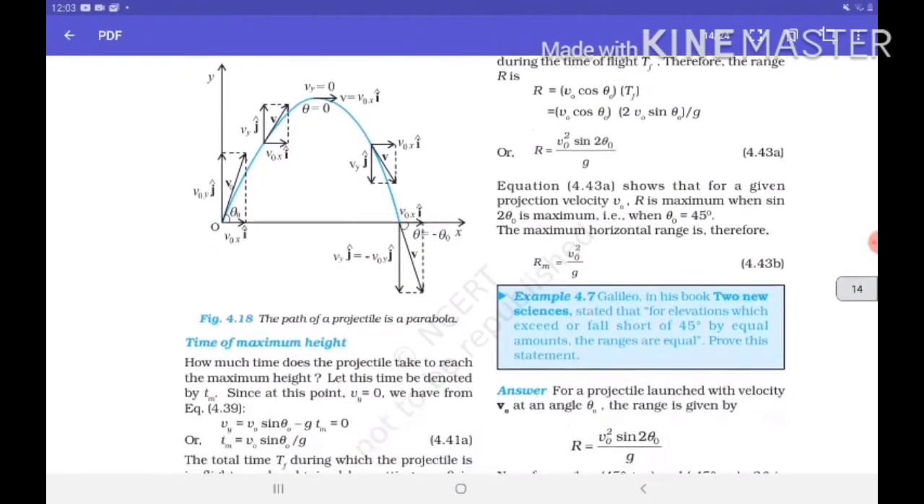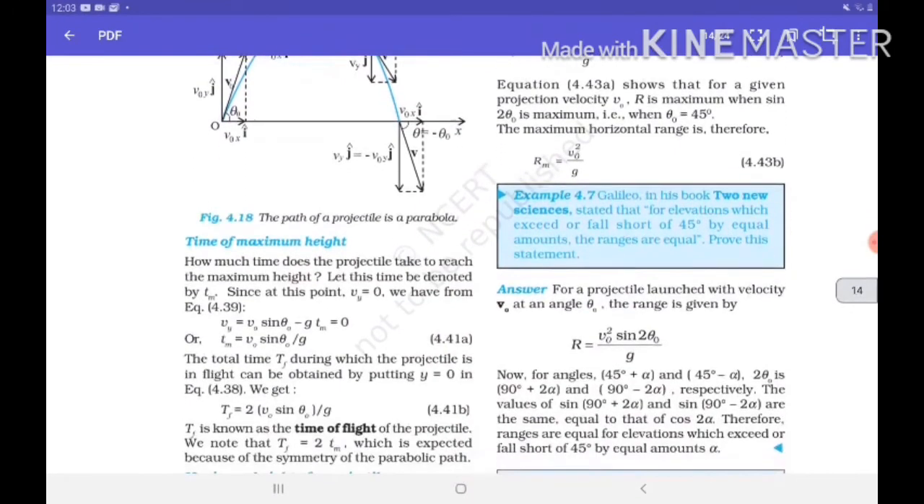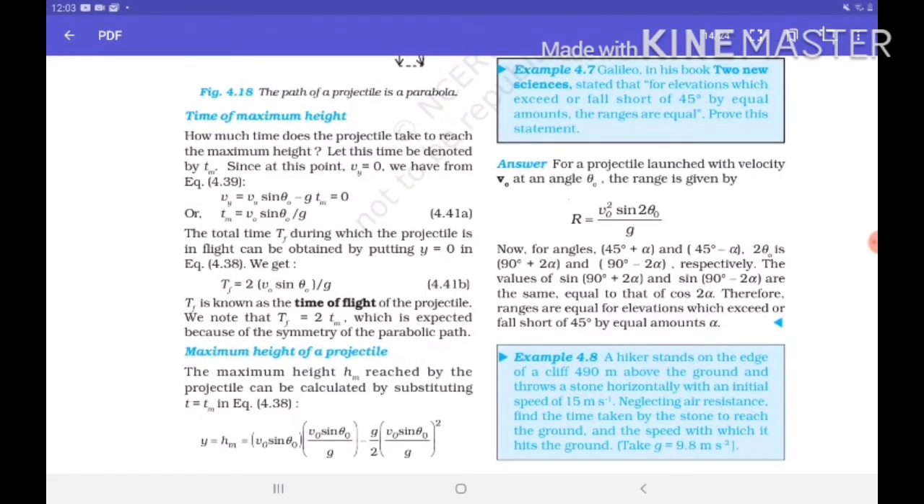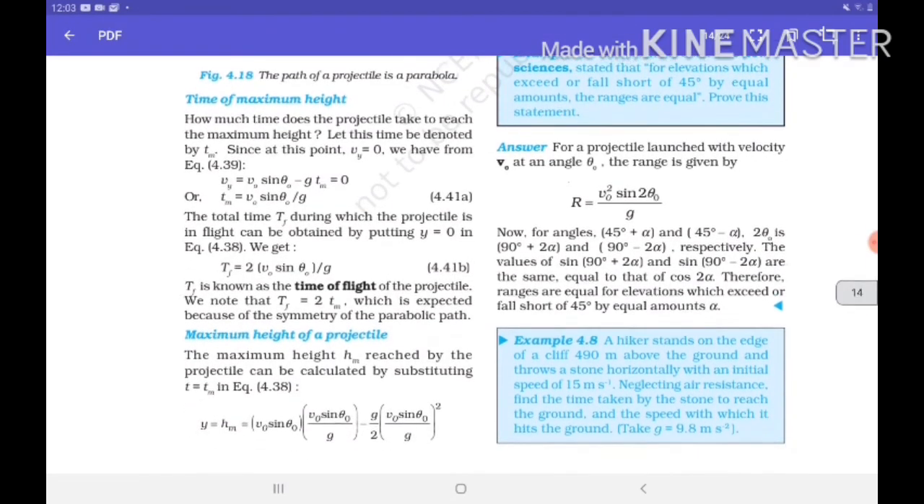Time of maximum height. How much time does the projectile take to reach the maximum height? Let this time be denoted by Tm. Since at this point Vy equals 0, we have from the equation Vy equals V0 sin theta 0 minus g Tm equals 0. So Tm equals V0 sin theta 0 divided by g.